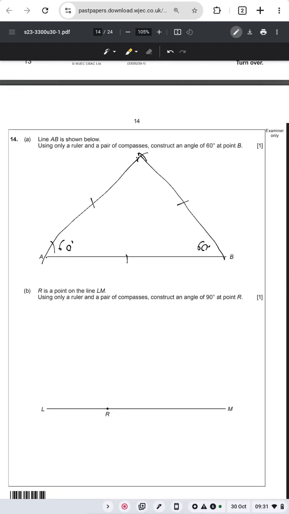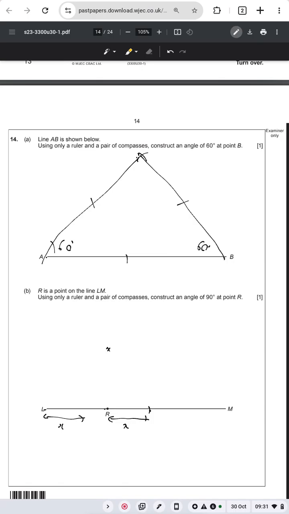R is a point on the line. Using only a ruler and a pair of compasses, construct the arc. So again, from this we would put a ruler at R and L, and therefore we would get a point on the other side. So this distance here is equal to this distance here, so we'll call those both X. And again, we can draw arcs from these points.